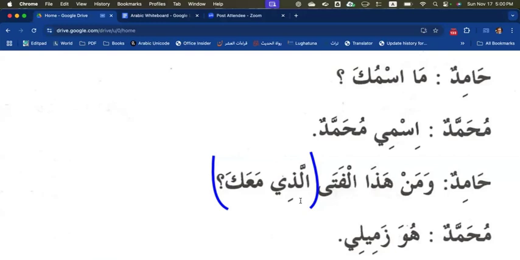This is male only, ma'aka. How will you say along with you to a female? Ma'aki. Along with him, ma'ahu. And along with her, ma'aha. And along with me, ma'i. It's different. You can just say ma'i for now. We'll do that later. That's a little bit advanced.